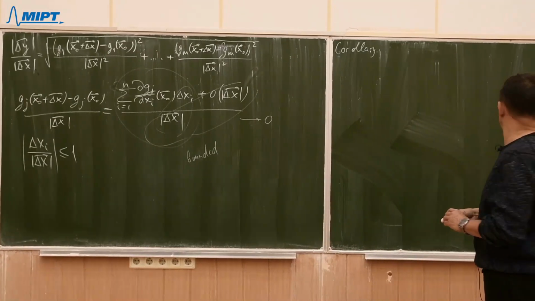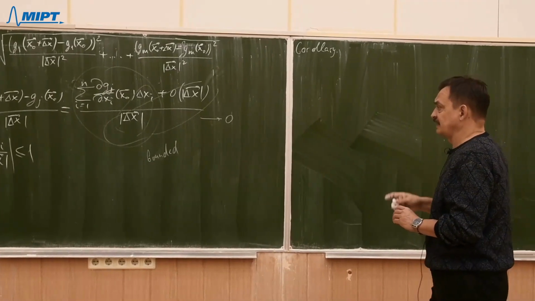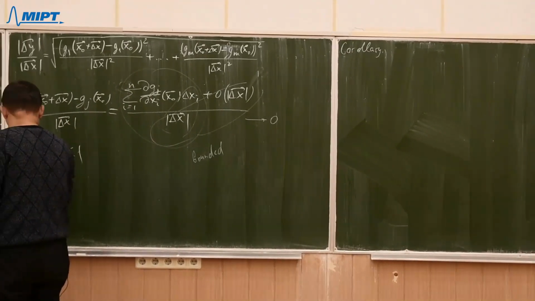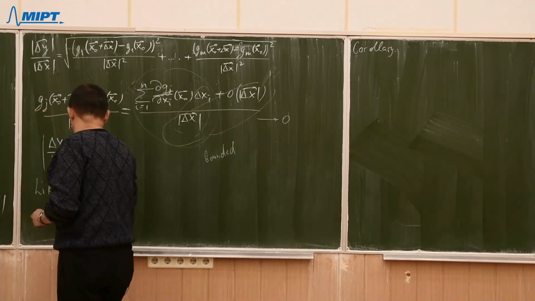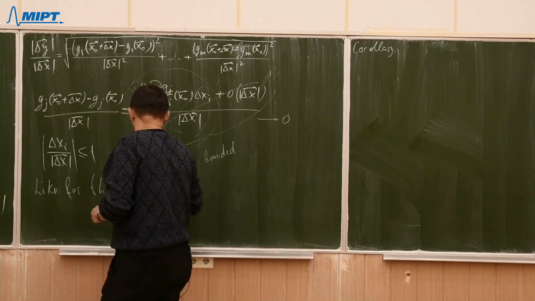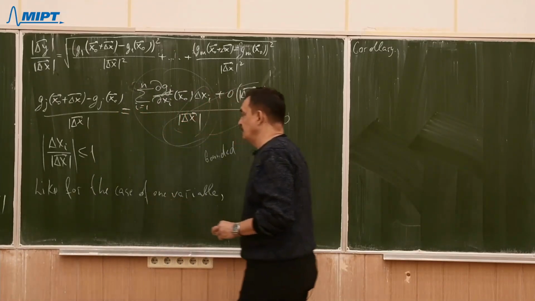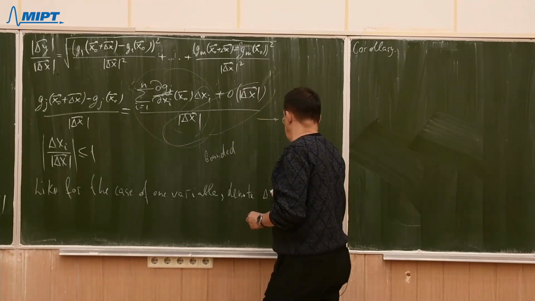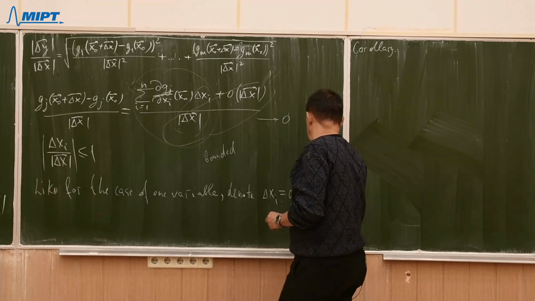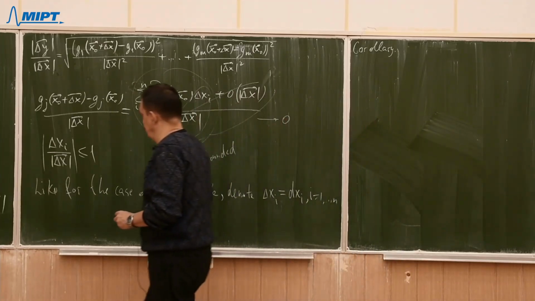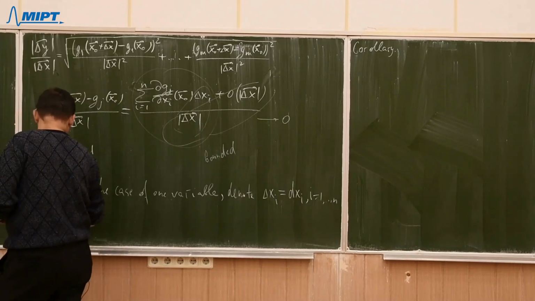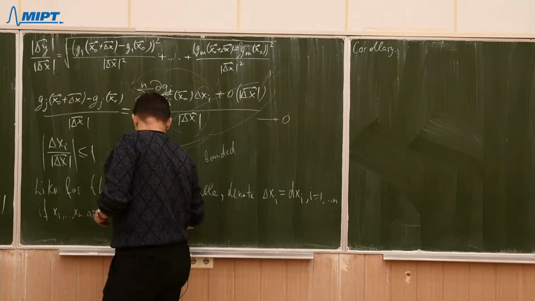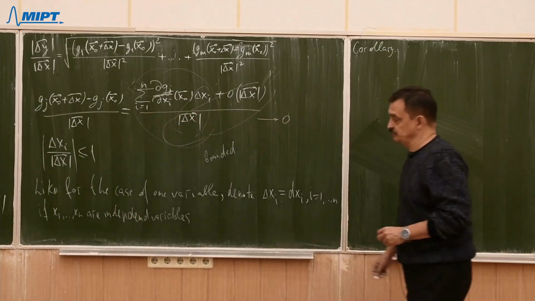And as a corollary, but before writing down the corollary, let me make an agreement like for one variable. For the case of one variable, we denote Δxi equals dxi, i from 1 up to n, if x1 and so on xn are independent variables. That is an agreement which was made for one variable.